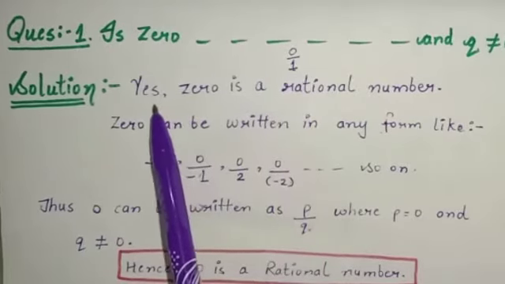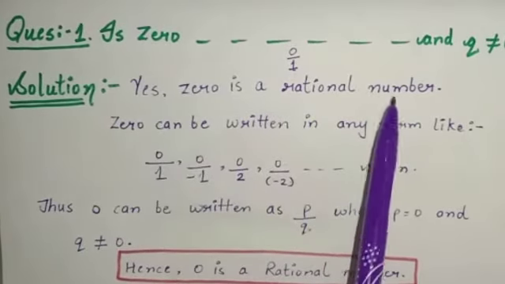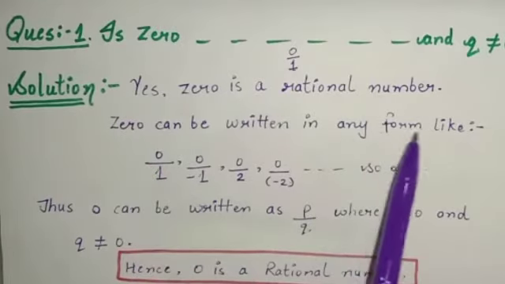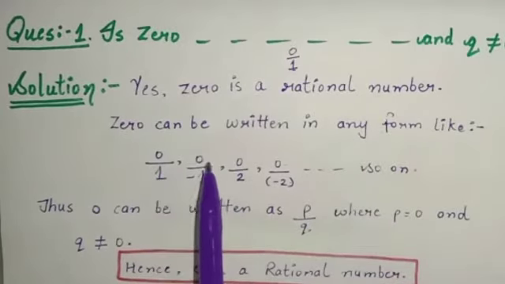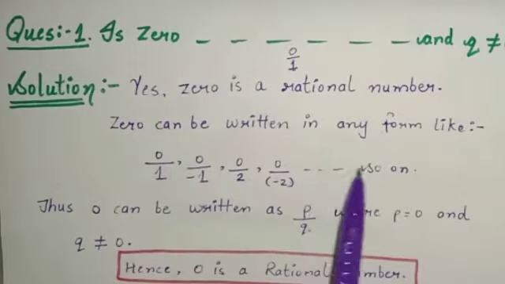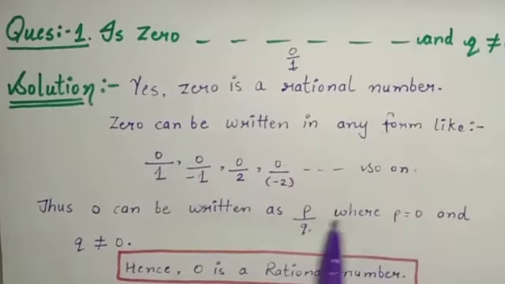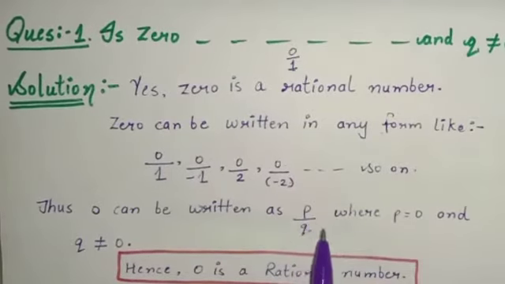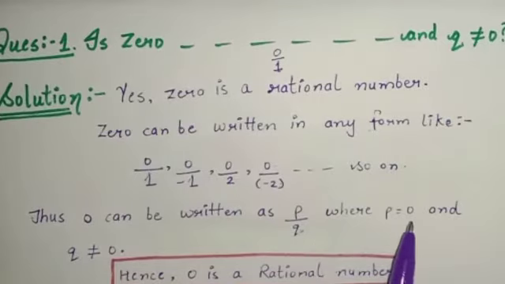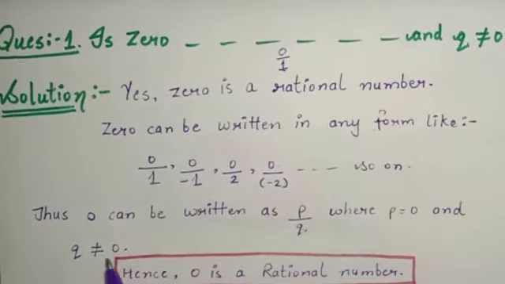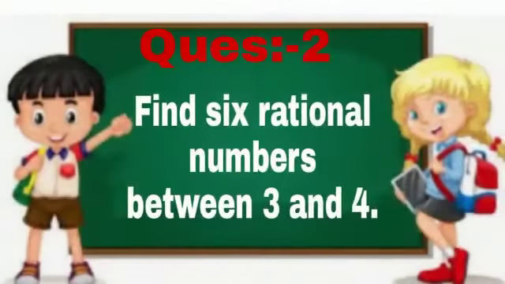So what's the answer? Yes, 0 is a rational number and we can write 0 in the form of 0 by 1, 0 by minus 1, that goes up to infinity. It can be written in the form of p by q, where p is equal to 0 and q would not be equal to 0. That would be the point. Okay, got it? So our next question: we have to find 6 rational numbers between 3 and 4.